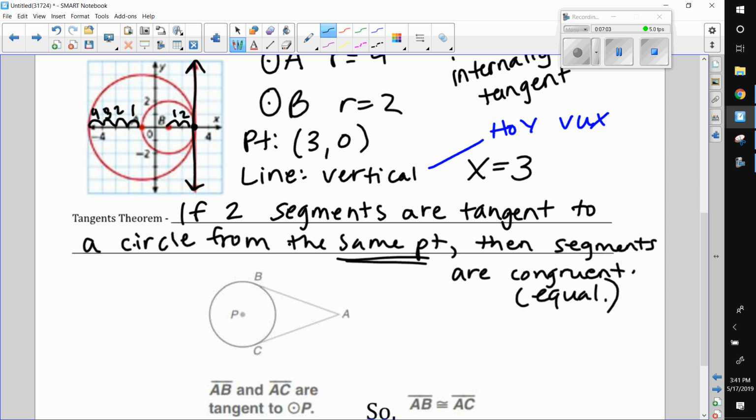Okay, so here we have AB and AC are tangent to the circle P, so that means AB and AC are going to be congruent. Okay, you've got a couple ones to do for classwork for this.